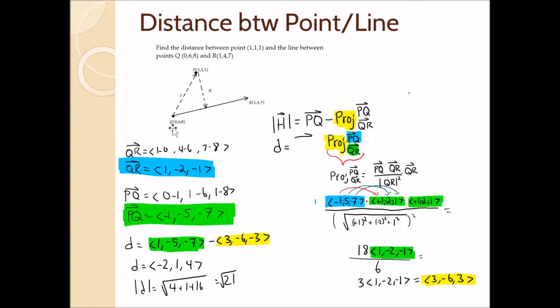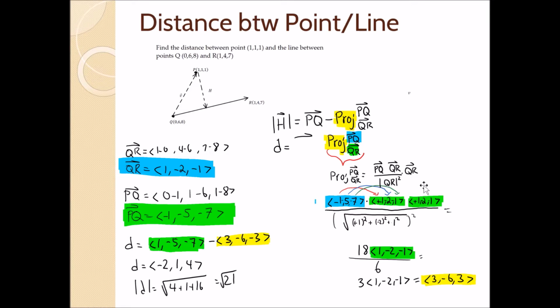And next we'll find the vector between P and Q. So we have 0 minus 1, 1 minus 6, 1 minus 8. So we have this vector PQ equaling negative 1, negative 5, negative 7. To find the distance, we have the magnitude of vector H equaling PQ minus the projection of PQ onto QR. So what we'll do is first isolate this projection of PQ onto QR and solve for that first.